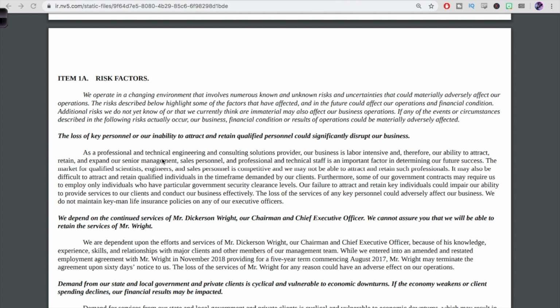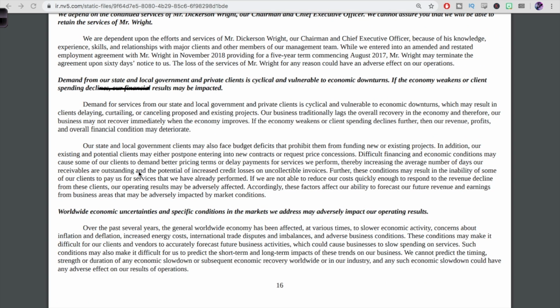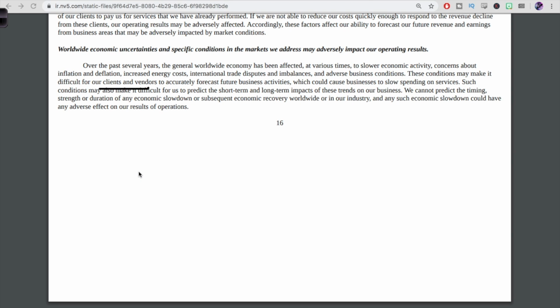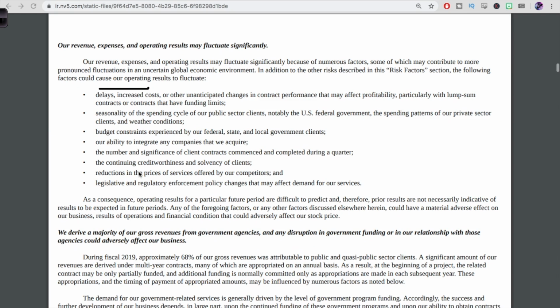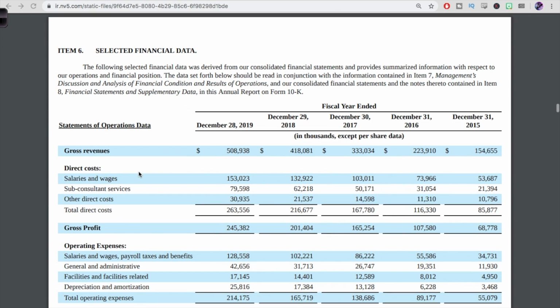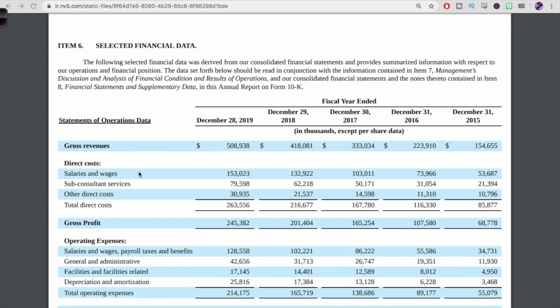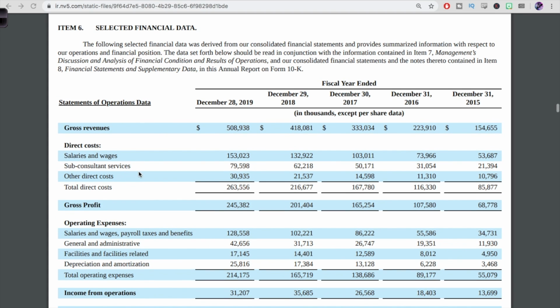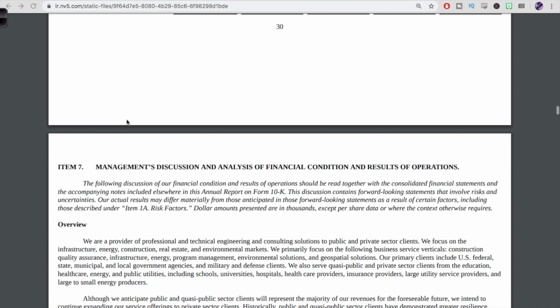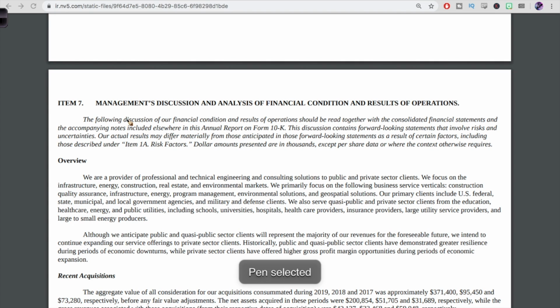And coming down a little more, we have risk factors, which is definitely something very important and something you should read through to understand the risks that this business faces. All businesses have different types of risks, so it's important that you understand the main risks to this industry and this company. And then we come down to selected financial data, which is basically the income statement, balance sheet, and cash flow statement. And then we come to management's discussion and analysis.